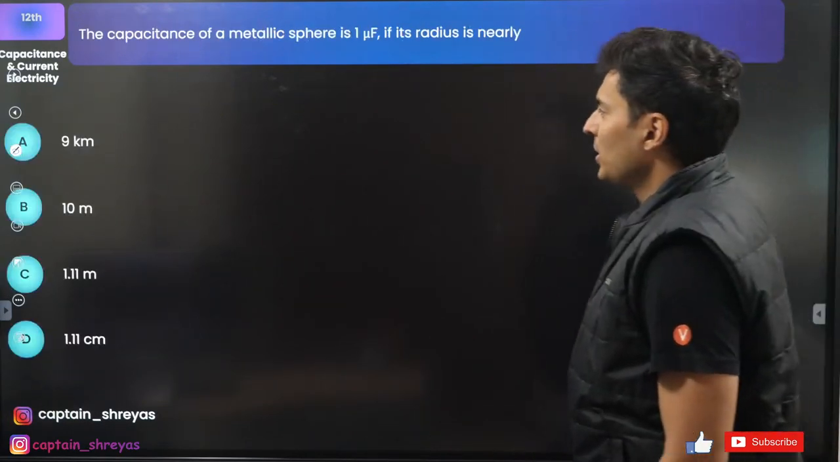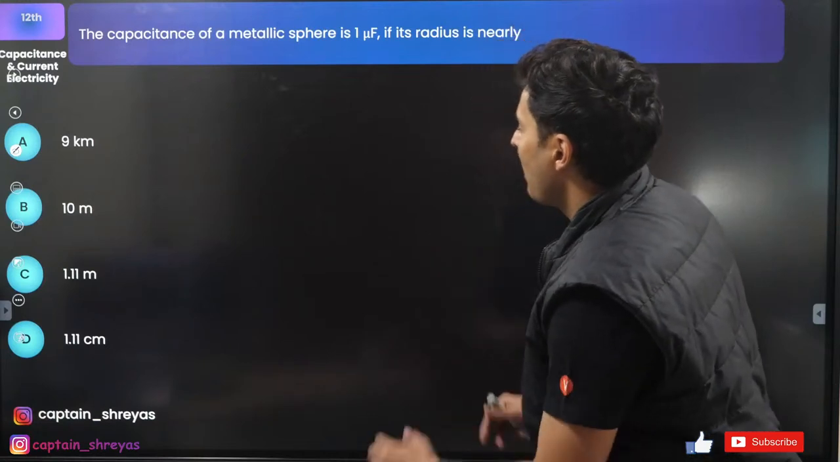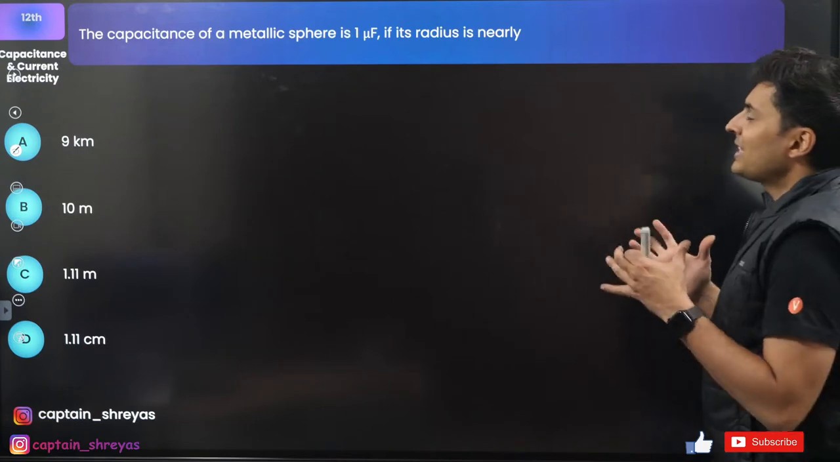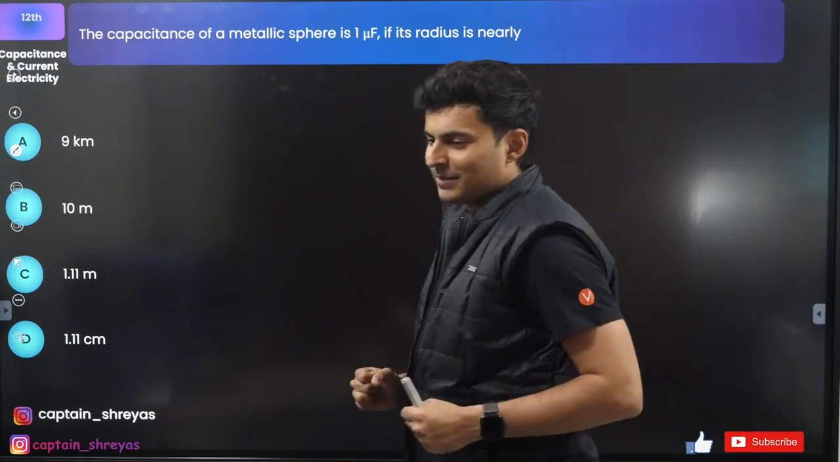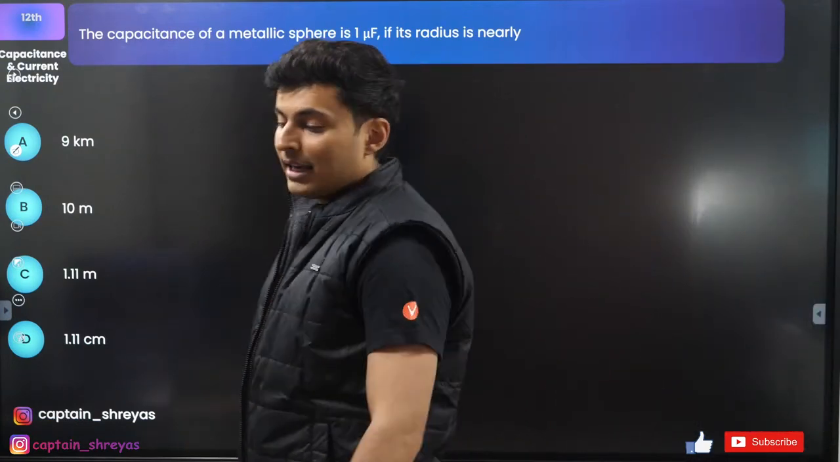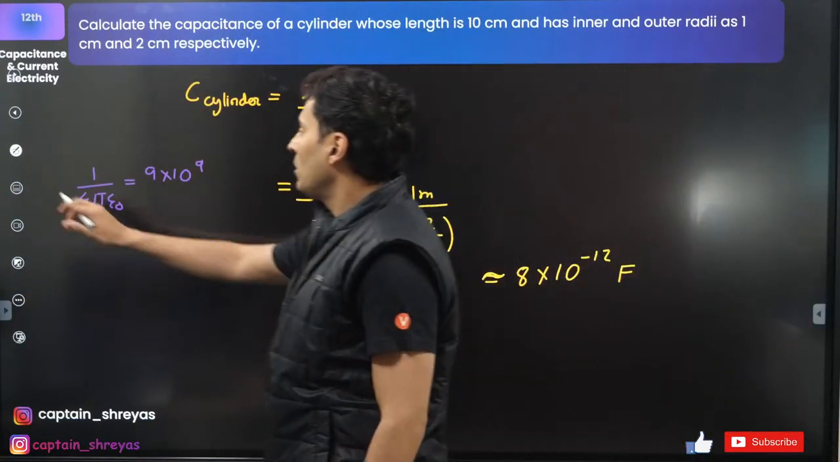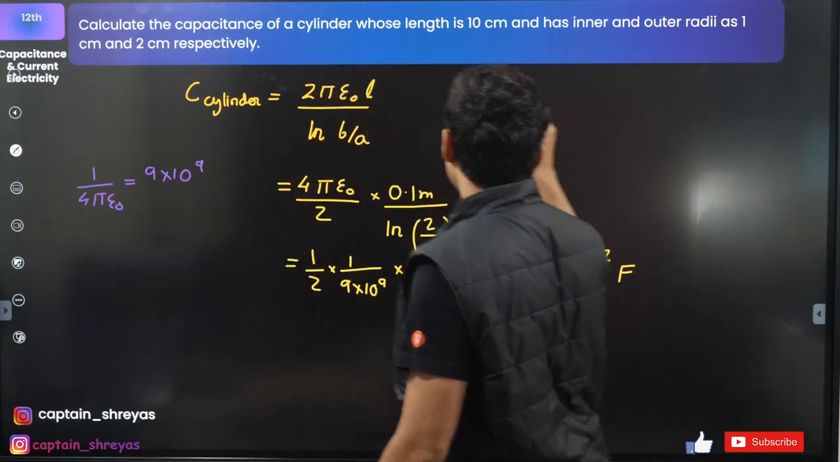Okay. Moving on to the next one coming up on your screen. The capacitance of a metallic sphere is 1 microfarad if its radius is approximately. How to calculate ln value? Oh, you should remember the value of ln. You should remember the value of logarithms.